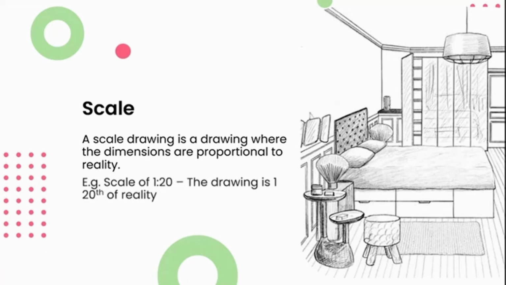So let's look at an example. If you had a drawing ratio of 1:20, your drawing would be drawn at a ratio of 1/20th of the actual size of the building in reality.